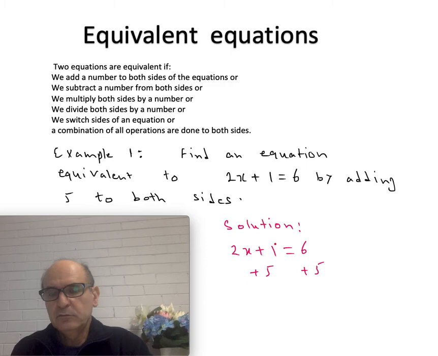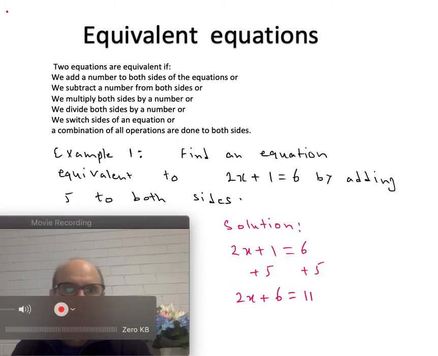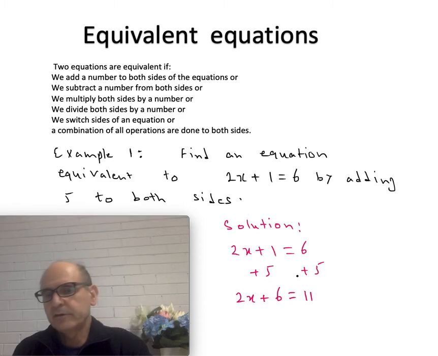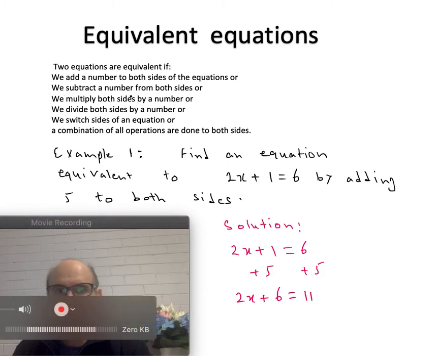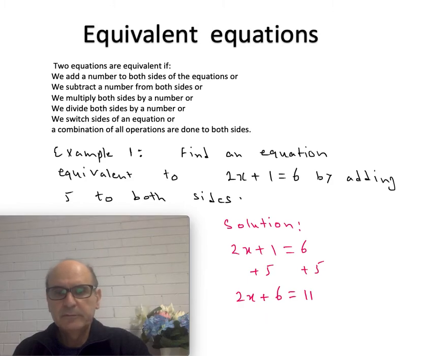So we are going to add 1 and 5. We're going to have 2x plus 6, because 1 and 5 is 6, equals 6 plus 5, which is 11. That is the equivalent equation to the original equation, which is this one. Another example. Here what we did was add the same number to both sides. You can also subtract the same number from both sides.